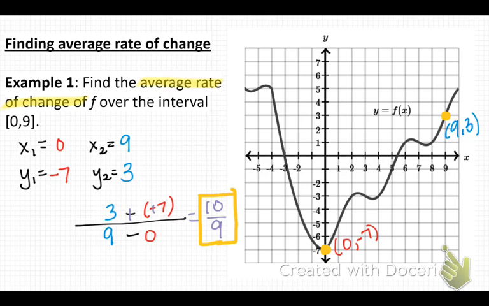And if I look, I rise 10 and I run 9. So I go up 1, 2, 3, 4, 5, 6, 7, 8, 9, 10. So I rose 10, and then I'm going to run 9. 1, 2, 3, 4, 5, 6, 7, 8, 9. So yes, my slope is 10 over 9.